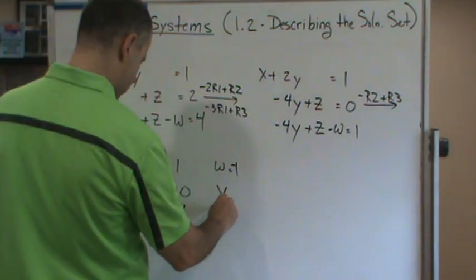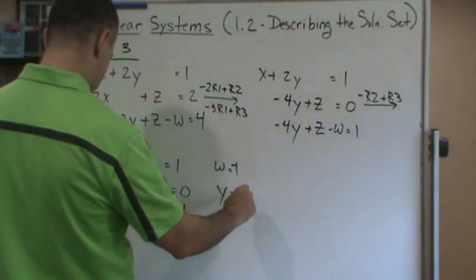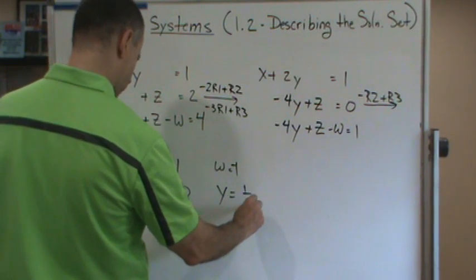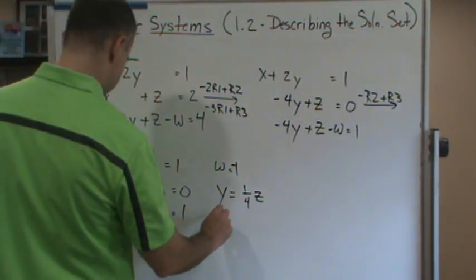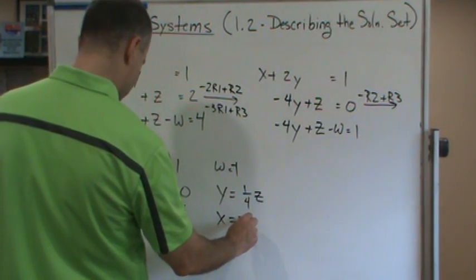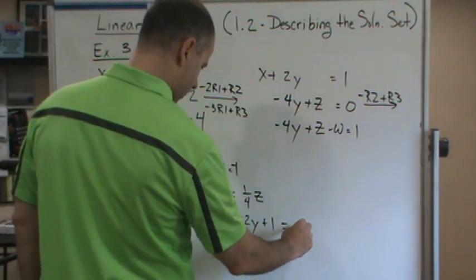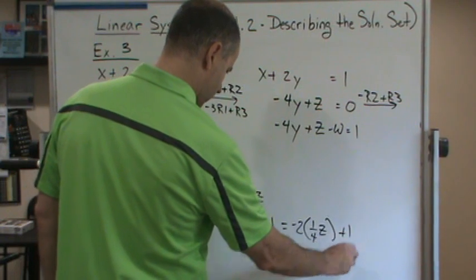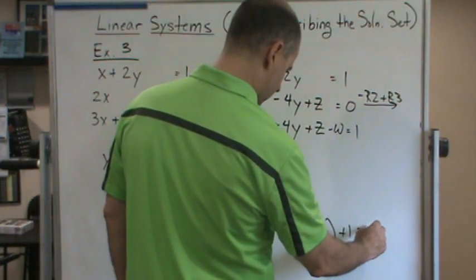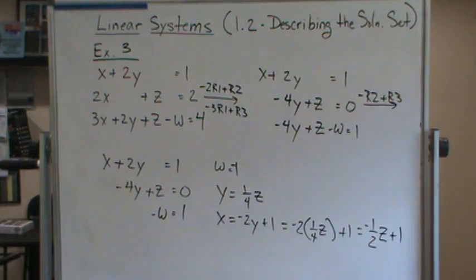So Y is going to equal 1/4 Z. And then X is equal to -2Y plus 1, but that's equal to -2 times 1/4 Z plus 1, which is -1/2 Z plus 1. Okay, so now we have it parameterized.